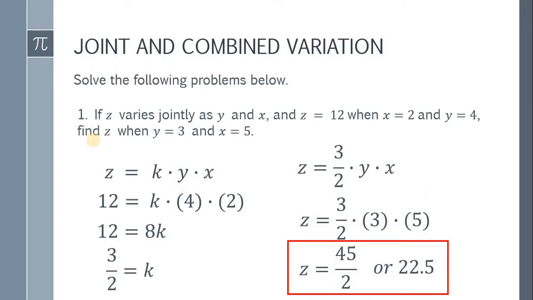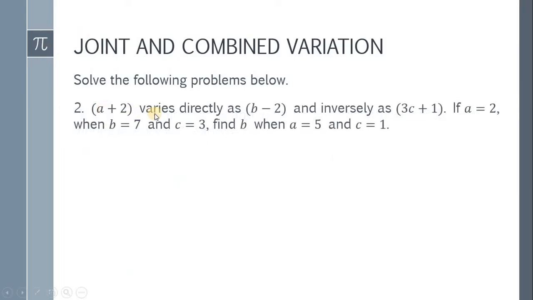Now, let's move on to question number 2. A plus 2 varies directly as b minus 2 and inversely as 3c plus 1. Yung first sentence, sinasabi sa atin na gumawa tayo ng equation. So, we have a plus 2 varies directly, ibig sabihin nakamultiply ang alin? Yung b minus 2. And inversely, pag nabasa yung inversely, magdi-divide tayo. Ano i-divide natin? Yung 3c plus 1. So, yung equation natin must be a plus 2 is equal to k times b minus 2 divided by, kasi may inversely, and ano yung i-divide natin? Yun yung 3c plus 1. Now, ito yung ating equation.